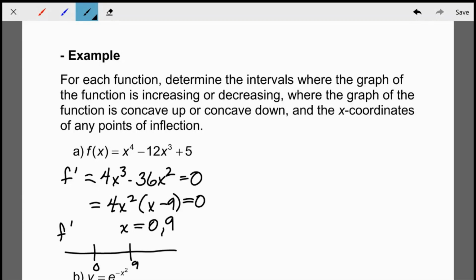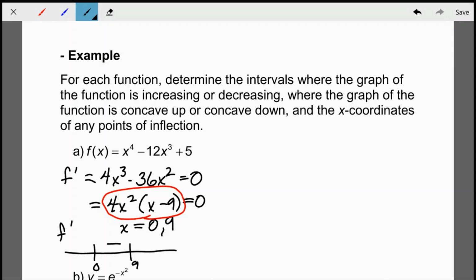And I'm just going to look at these intervals and say, okay, what's an easy interval to test? Between 0 and 9 seems very easy because I could just plug 1 into my function. And where I'm going to test my derivative is in this factored form because that's going to be the easiest one for me to look at. So when I plug 1 in, obviously I've got a positive for 4x squared and I've got a negative for x minus 9. So I'm going to end up with a negative value in that interval.